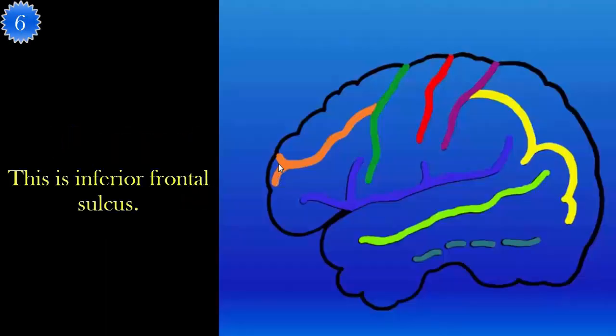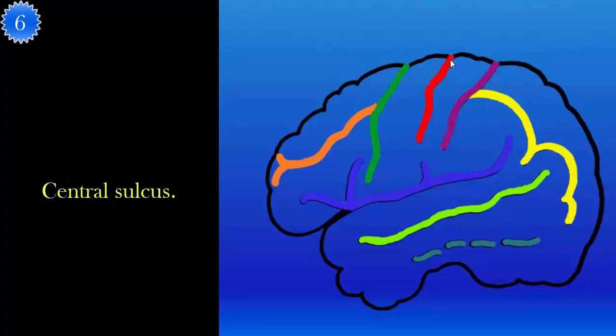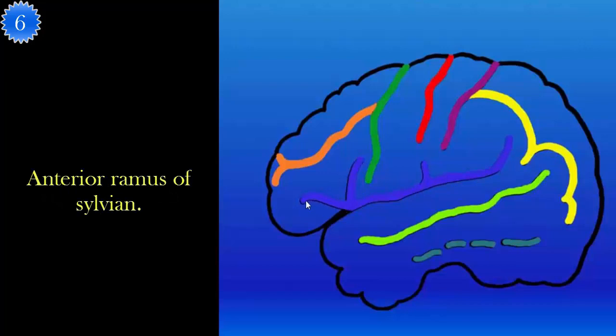This is the inferior frontal sulcus, precentral sulcus, central sulcus, post central sulcus, intraparietal sulcus, Sylvian fissure, anterior ramus of Sylvian, ascending ramus of Sylvian, superior temporal sulcus and inferior temporal sulcus.